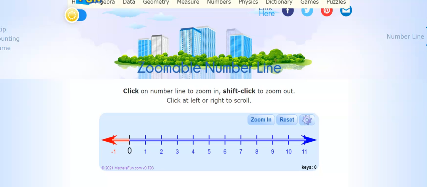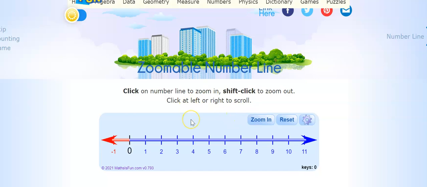So I want to show you a little bit of how the zoomable number line works so that you can also play and explore on it as well. So when you're at this site, you'll see a number line. You see how it goes in both directions. And I can click on a spot, and if I am at zoom in, it's going to zoom in on that number line between these spots. I can reset it to get back. If I want to zoom out, I can zoom out. That way I can see more numbers and reset it.